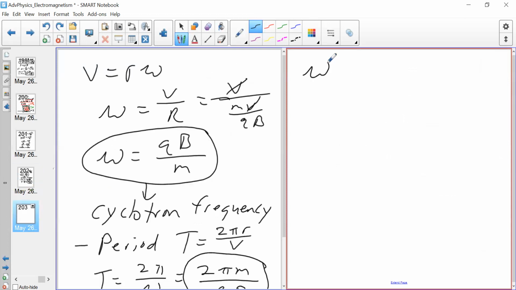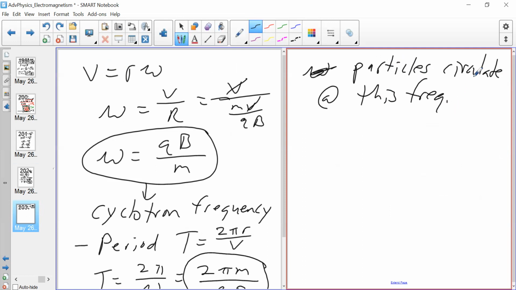Omega, yeah, I just said that as a cyclotron frequency. Particles circulate. This frequency in a cyclotron, so that's why it's called that. So this is pretty basic physics. Circular motion physics. Now you're doing a magnetic field, guys. All good?